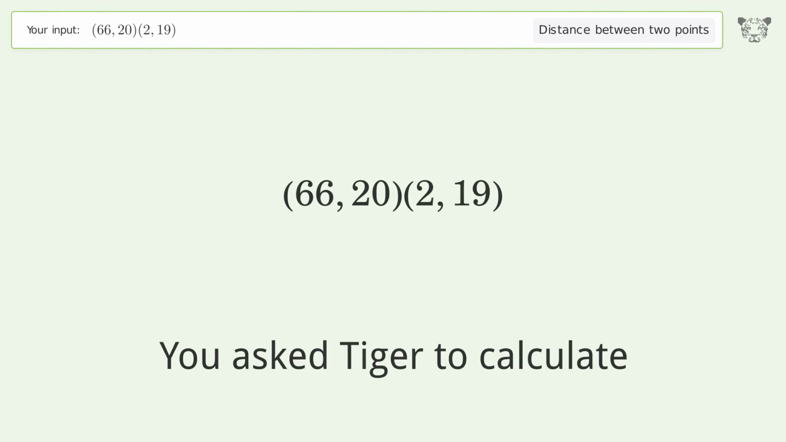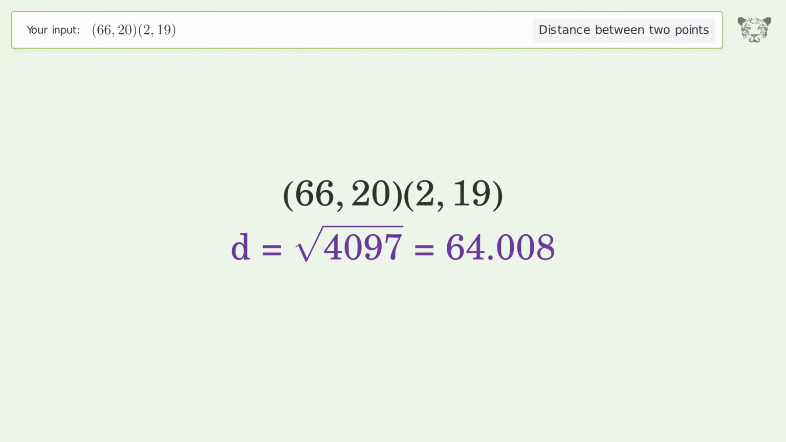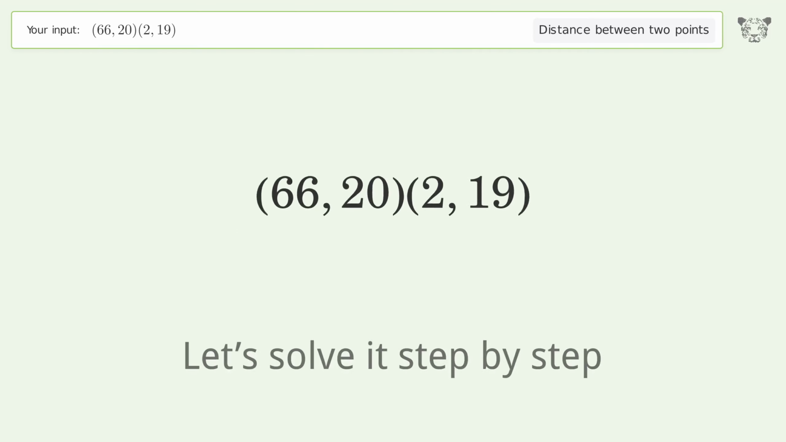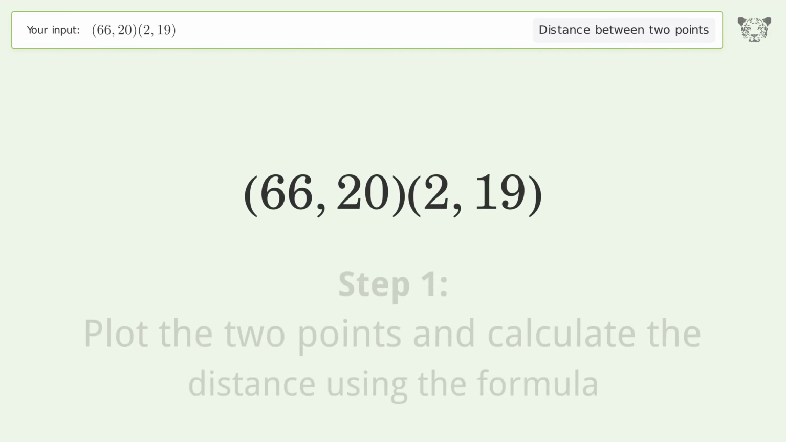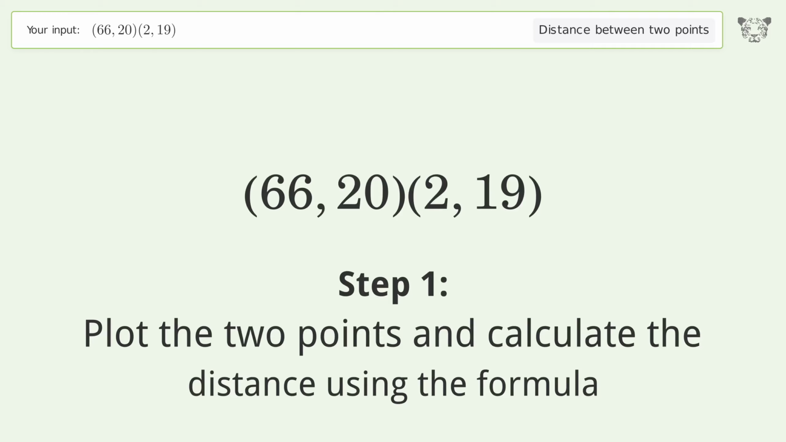You ask Tiger to calculate. This deals with the distance between 2 points. The distance between the 2 points is the square root of 4097, or 64.008. Let's solve it step by step. Plot the 2 points and calculate the distance using the formula.